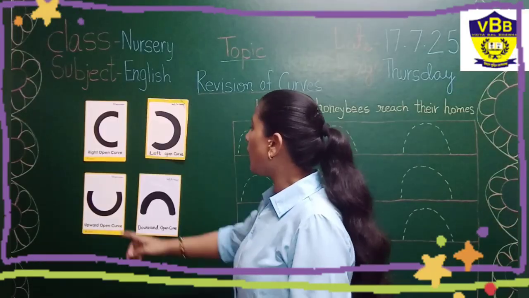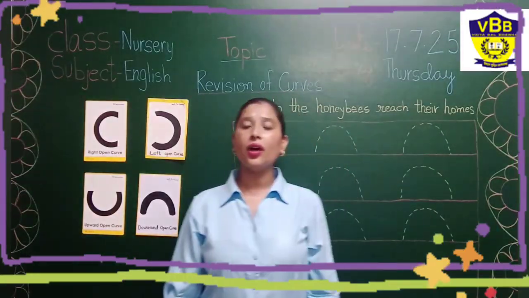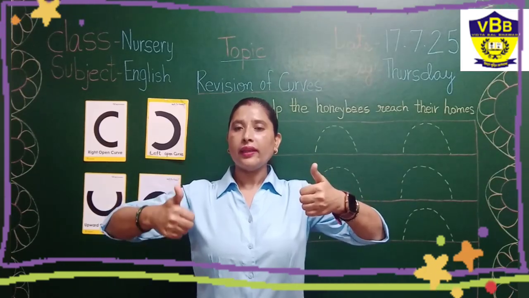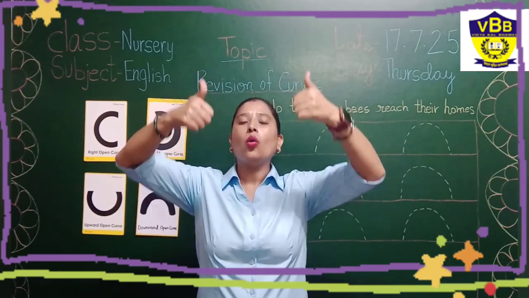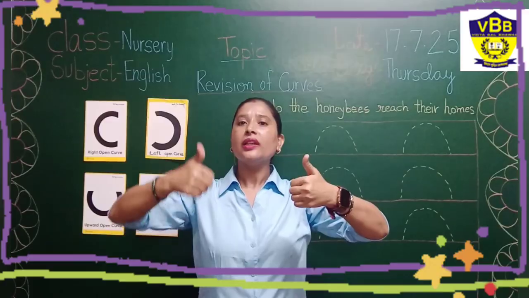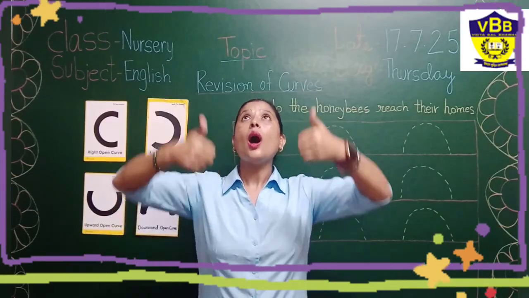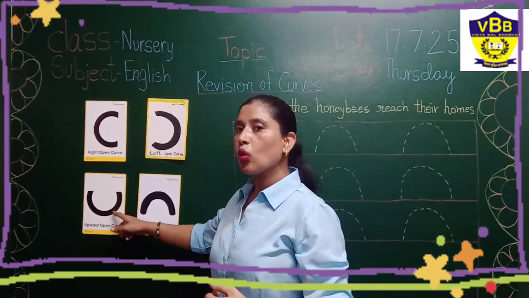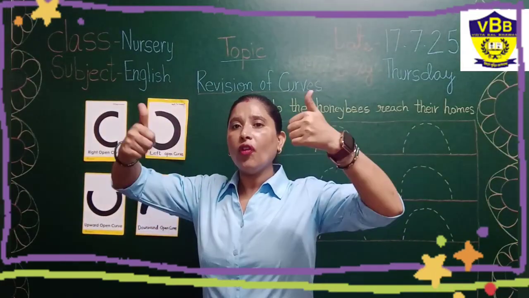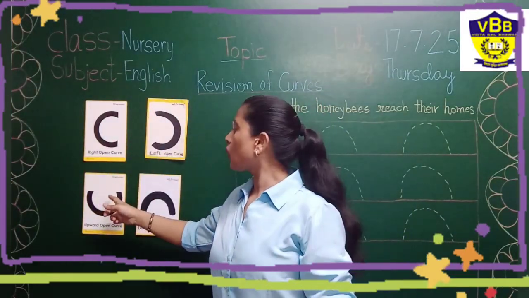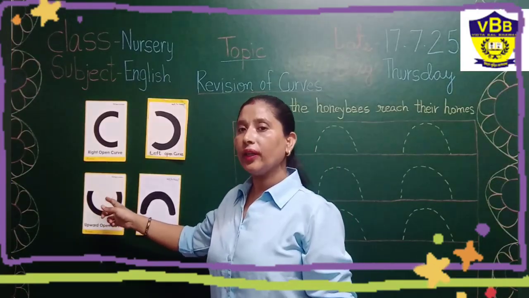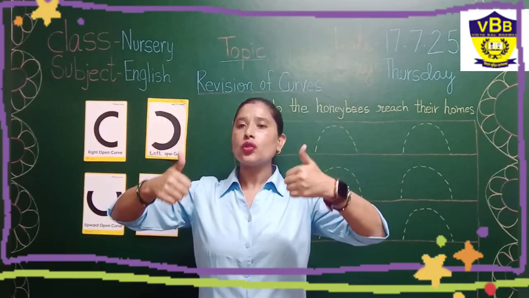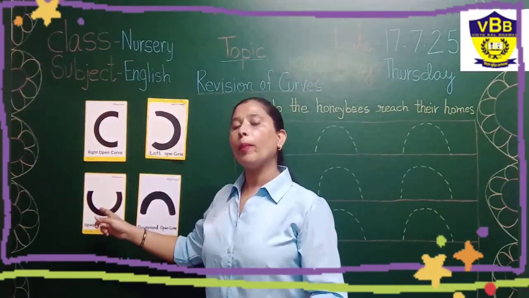Now next is upward open curve. So you have to take out your thumb. Now upward open curve. Can you see the direction of the thumb is on the upward side? And the same goes with the curve. This curve is open in the upward direction. So this is called upward open curve. The mouth is open in which direction? Upward. So this is upward open curve.